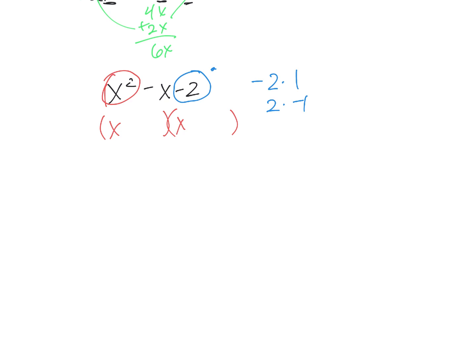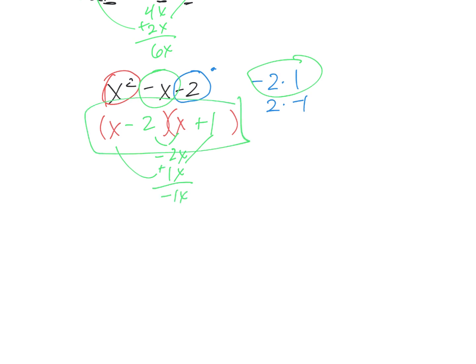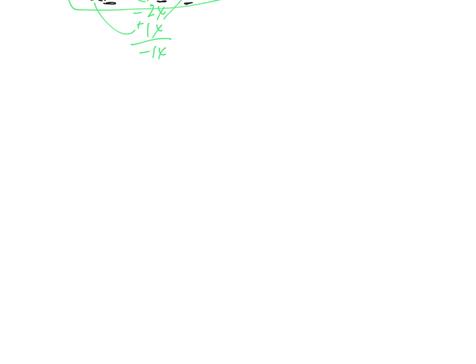And then when you think about it, what are my two numbers that I add together to get a -1? So you should choose -2 and a +1. This is -2x, multiply here, this is 1x, you add them together, I get -1x. And so that is my answer. Okay, so let's look at another one.